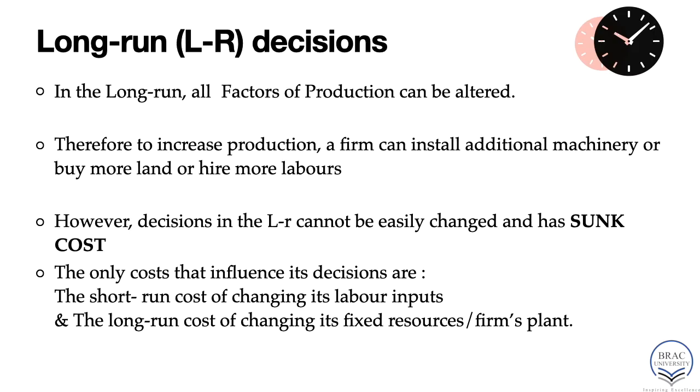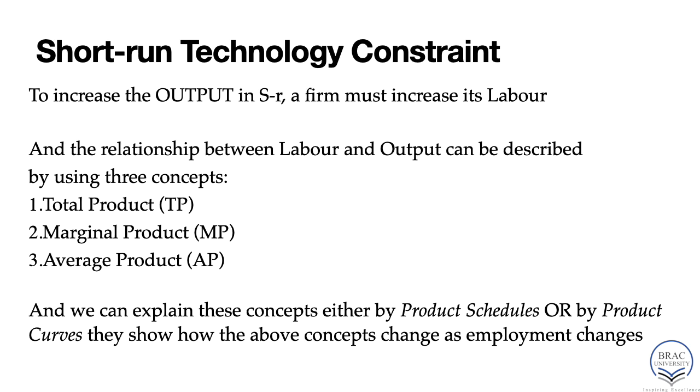So, if a firm decides to buy a fixed resource, it incurs a sunk cost, a cost that is irrecoverable. However, this sunk cost is irrelevant to the firm's decisions and makes no difference in its decision making. So, the only costs that influence its decisions are the short-run cost of changing its labor inputs and the long-run cost of changing its fixed resources. We're going to study costs both in the short run as well as in the long run. But for now, in this video, we're going to begin with the short run and describe the technology constraints the firm faces.